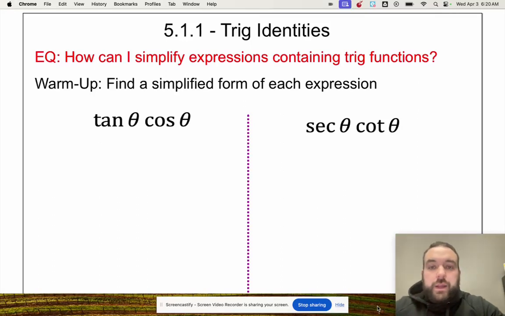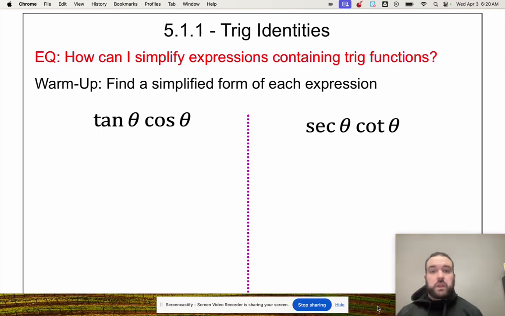Hey, in this video, we're going to take a look at some identities, or some consequences that come from what we know about the main six trigonometric functions. We're going to learn about some new identities and some interesting things that can help us simplify expressions that contain sine, cosine, tangent, and their reciprocal functions.